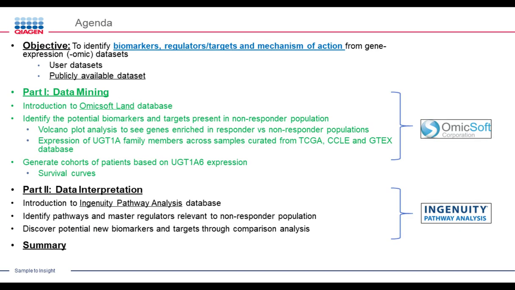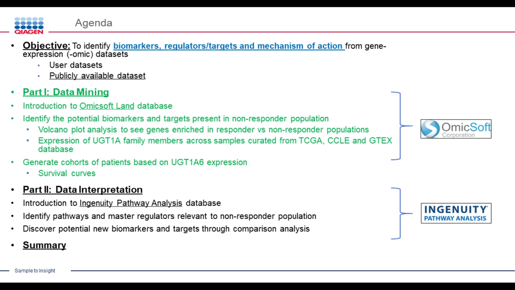So in part one, we focused on data mining. More specifically, we learned about the LAND database. We learned how it can be used to locate a data set of interest. In our case, it was the anti-PD1 non-responder data set. And we also learned how it can be used to study various biomarkers and targets. In this case, we have mainly focused on UGT1A6 and UGT1A3 because these are two of the enzymes that are mentioned in the paper, but we can go well beyond that as well.